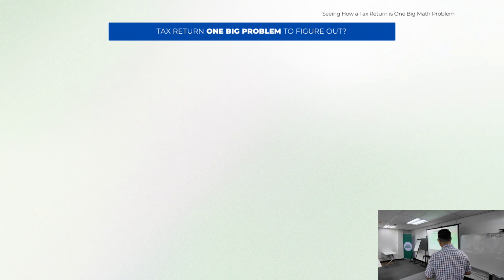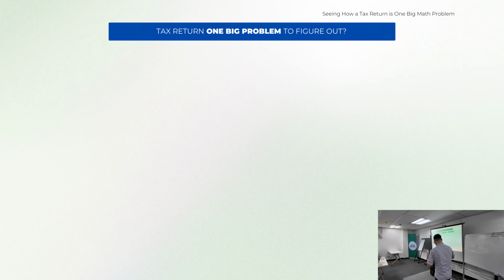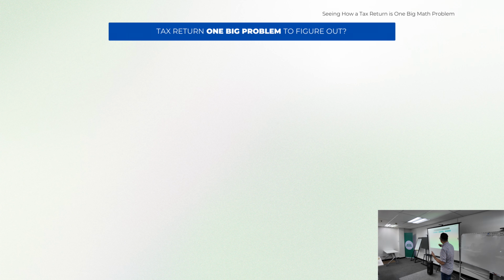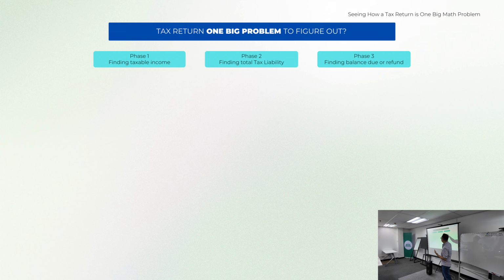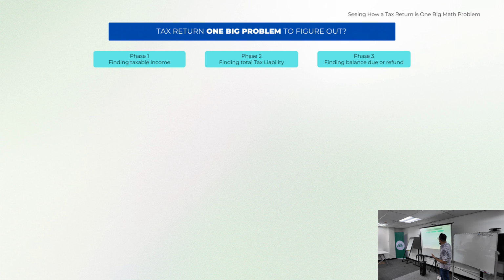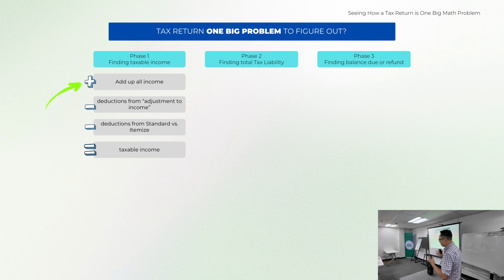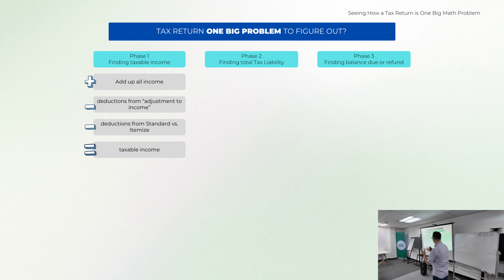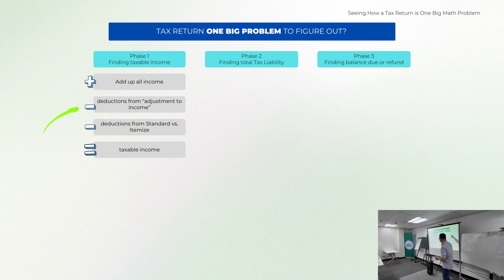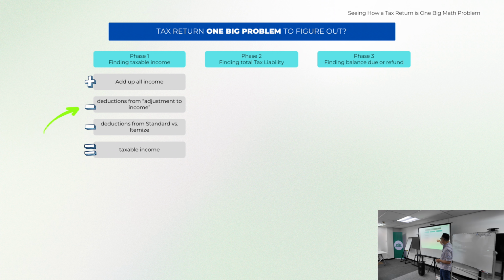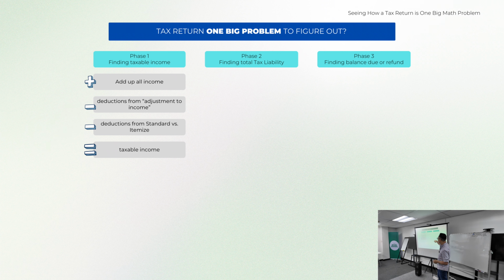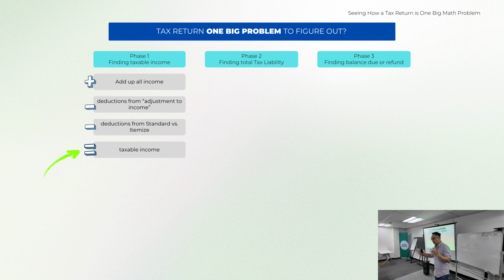Okay. So the way I like to do the tax problem, or the big math problem, is that we go into 3 different phases: phase 1, phase 2, and phase 3. The first phase is all we do is add up all the income together. Very basic. You're going to minus the deductions from adjustment to income, and then you're going to minus either standard deduction versus itemized deduction, and that comes out to be the taxable income. Okay, so I think that's very straightforward.